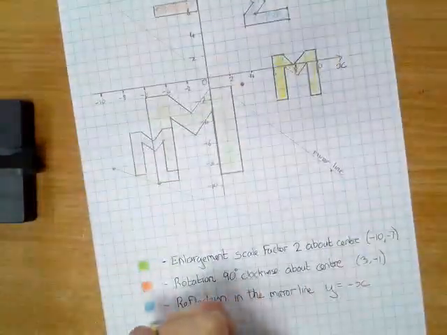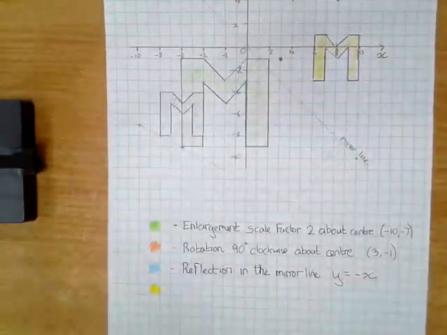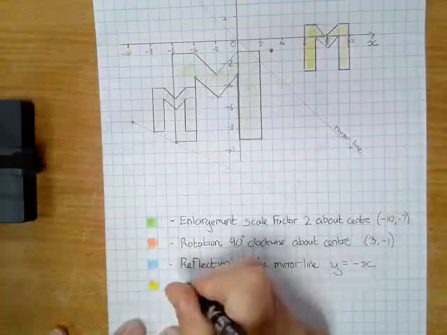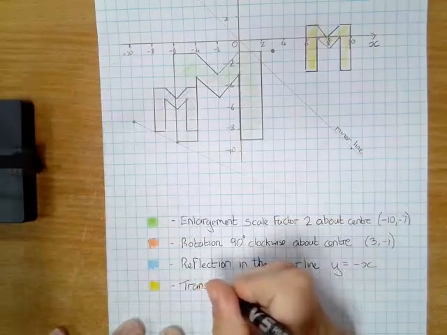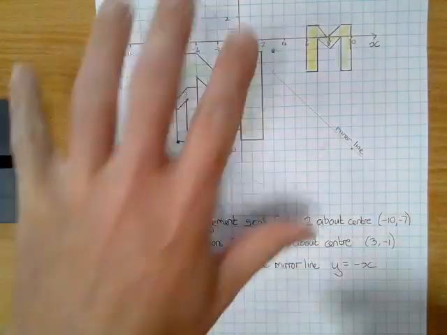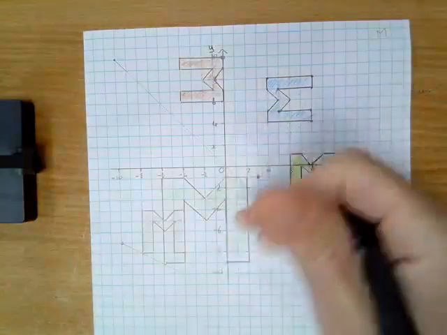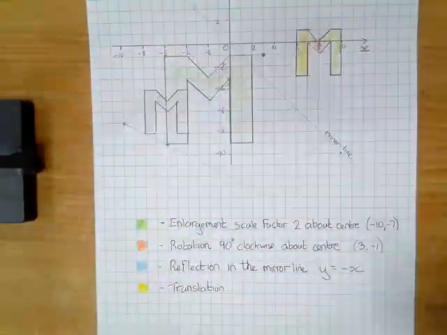Okay, and I'm just going to describe what I have just done down here. So that there is a translation. Fancy word for slide it around. So when you translate a shape, it doesn't change the way it looks. On all the other three, they look different. They're turned round, they're bigger, whatever. This one looks exactly the same as the original, just in a different place.